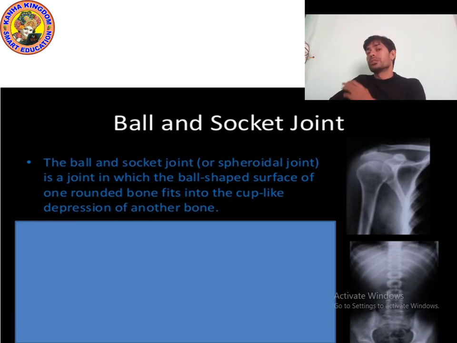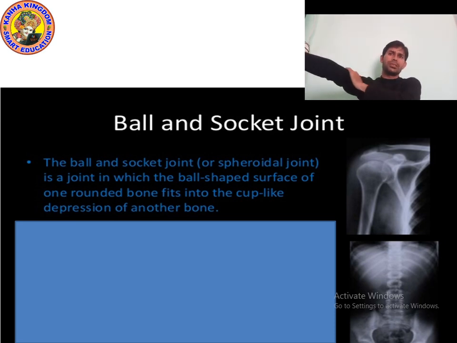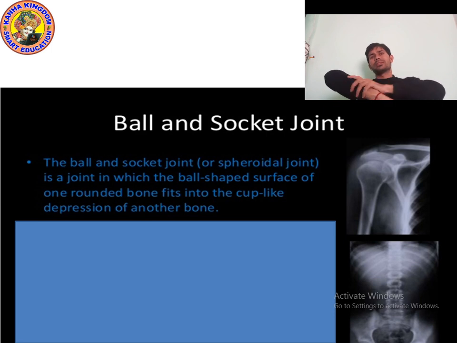If we talk about the bone of the shoulder, the shoulder bone is connected to the humerus. This bone is called the humerus, just above the elbow. And just below the elbow, this bone is called the ulna. I will show you the diagram, don't worry.